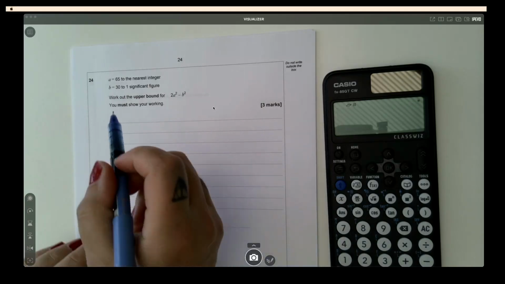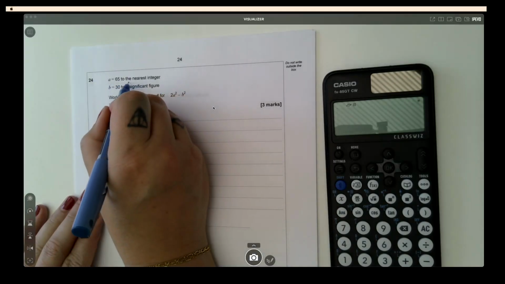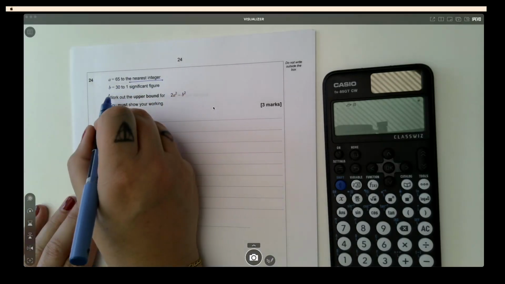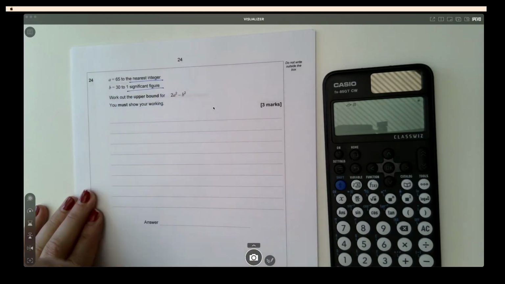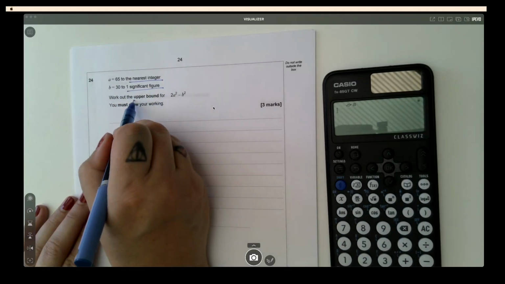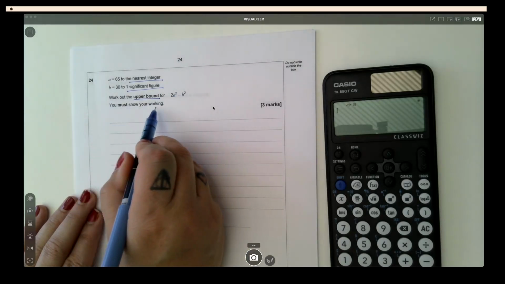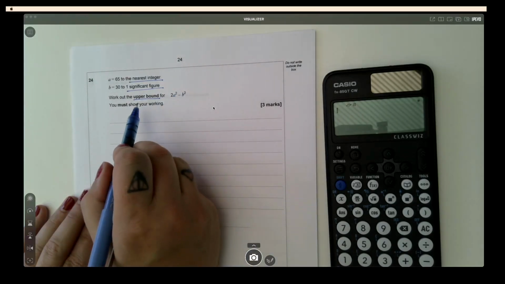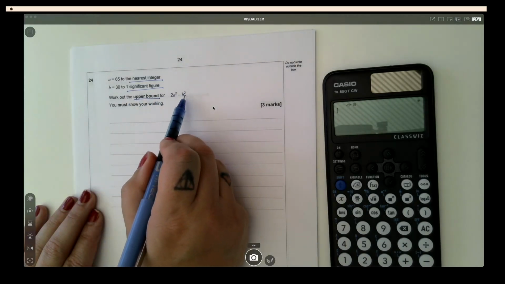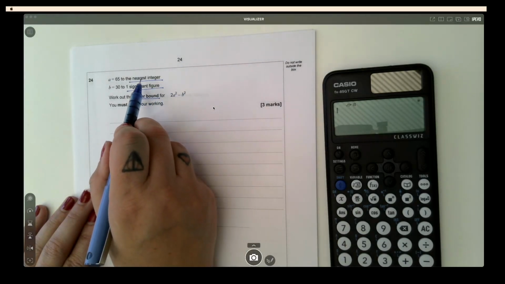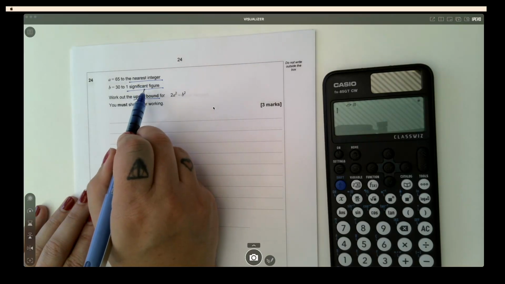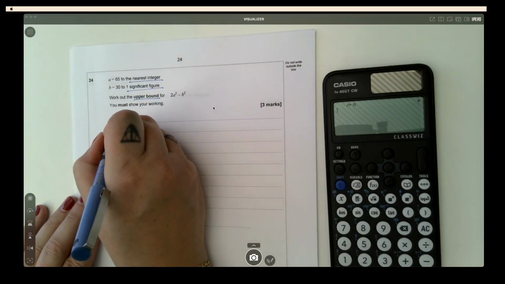Question 24. A equals 65 to the nearest integer. B equals 30 to one significant figure. Work out the upper bound for 2a squared subtract b squared. You must show your working out. So straight away, they want us to work out the upper bound for this calculation. So I'm going to need the lower bound and the upper bound of these two values. So let's start with a.